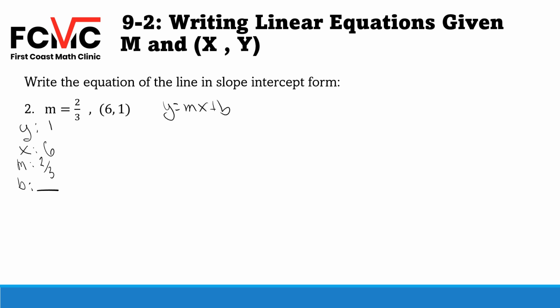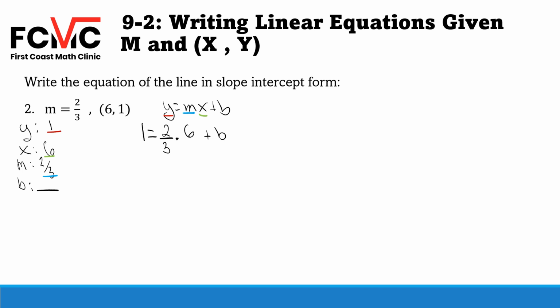So we know that y is 1, x is 6, m is 2/3, and b is our unknown, so we could do that substitution. So we'll have 1 equals 2/3 times 6 plus b.